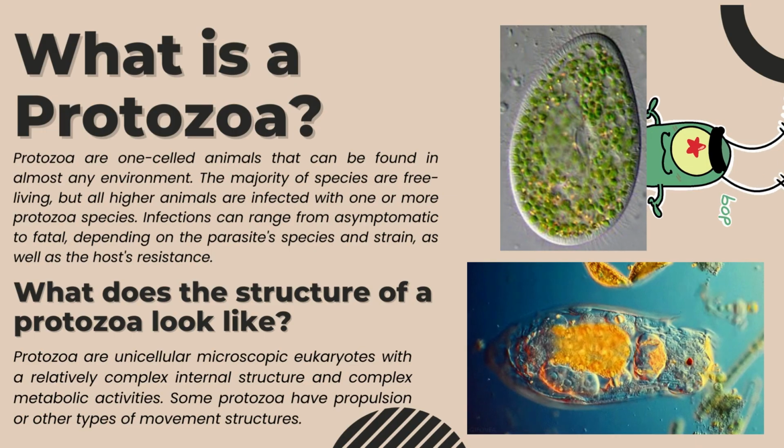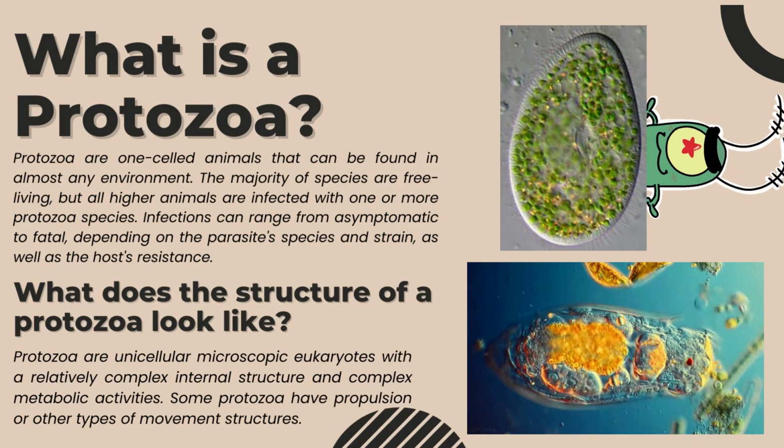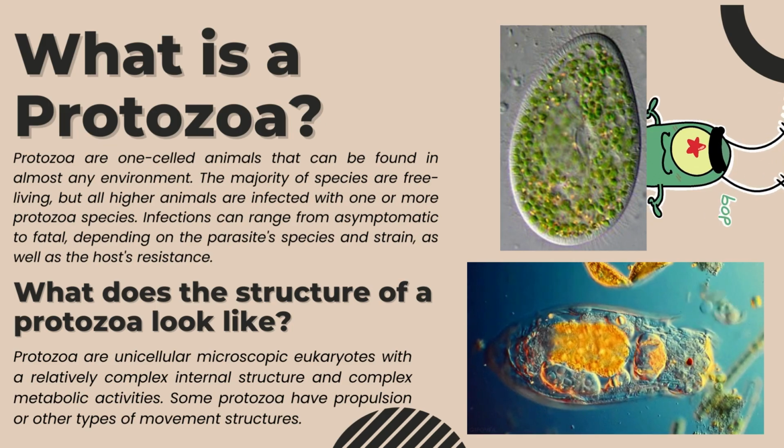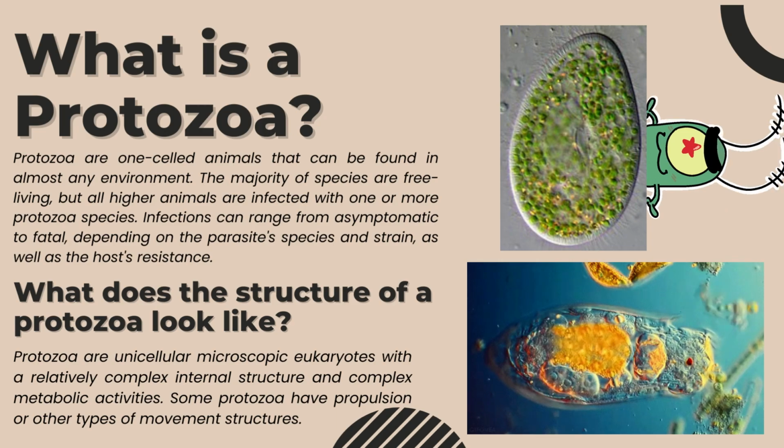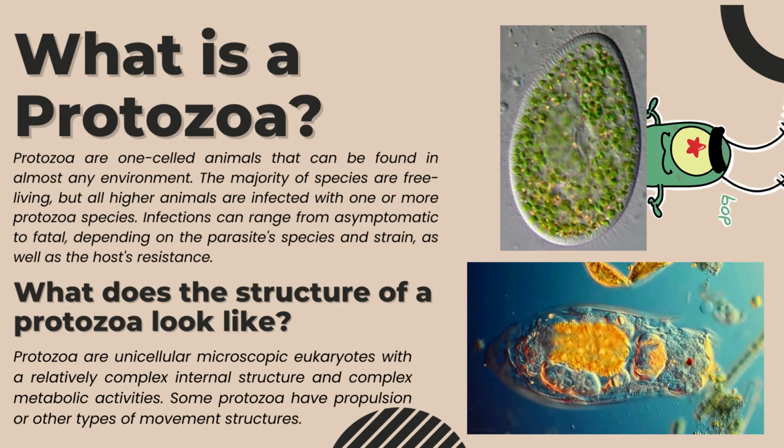What is protozoa? Protozoa are one-celled animals that can be found in almost any environment. The majority of species are free-living, but all higher animals are infected with one or more protozoa species. Infections can range from asymptomatic to fatal, depending on the parasite species and strain as well as the host resistance.